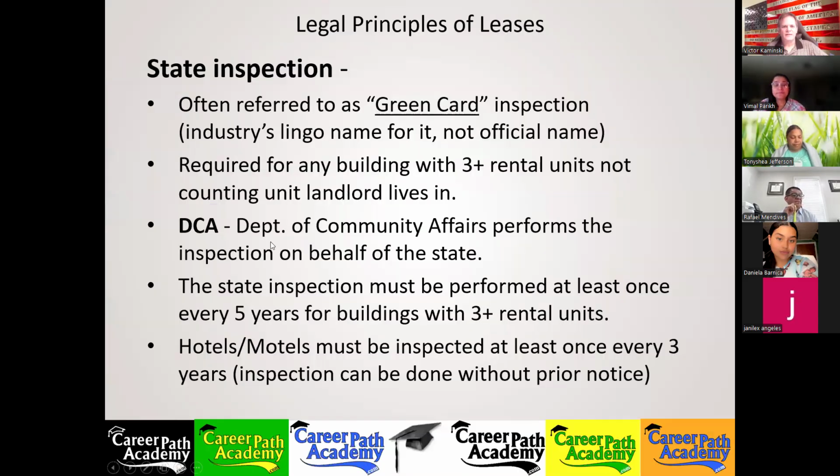All right, so the state inspection, often referred to as the green card inspection, that's the industry's lingo for it, not the official name. It's required for any building with 3 or more rental units, not counting the unit the landlord lives in. The DCA, the Department of Community Affairs, performs inspections on behalf of the state. The state inspection must be performed at least once every 5 years for buildings with 3 or more units. And hotels and motels must be inspected at least once every 3 years. And those inspections can be spot inspections without any prior notice.